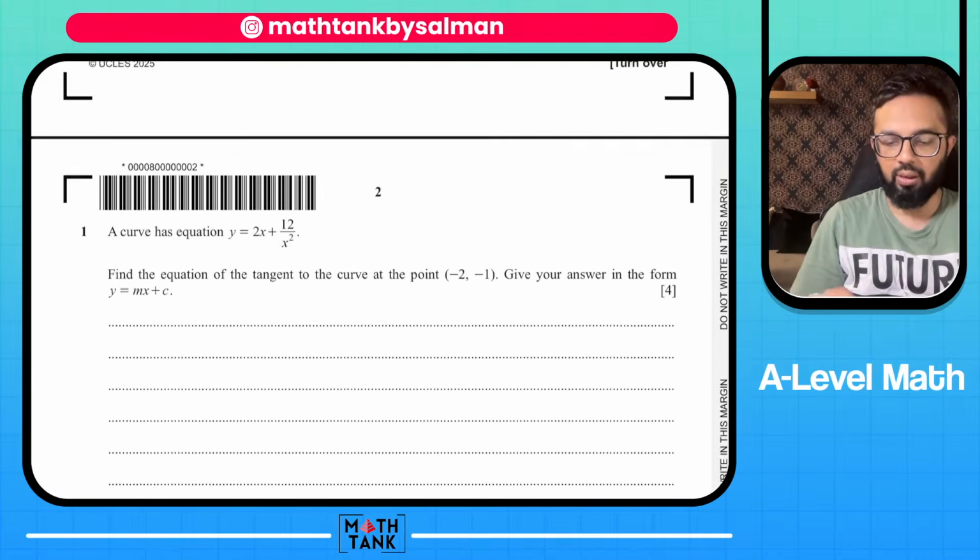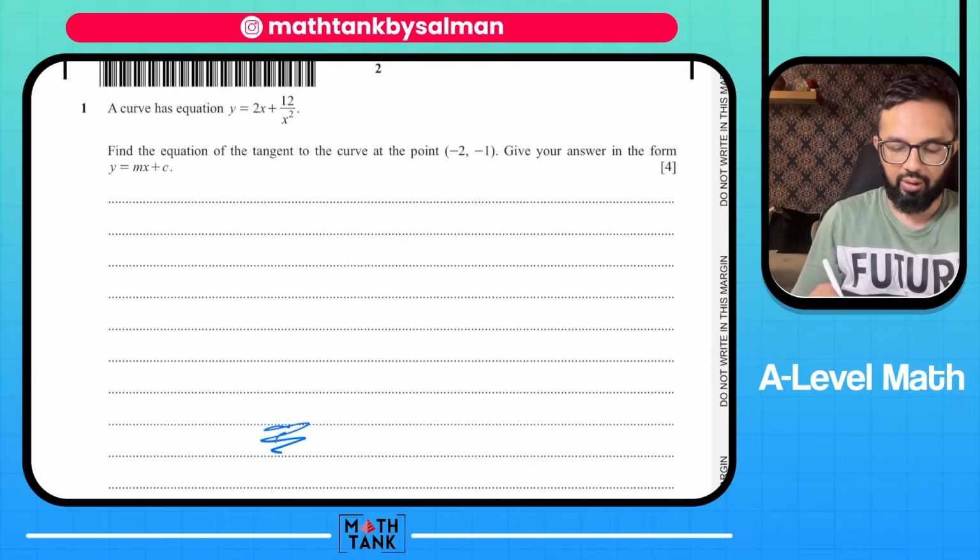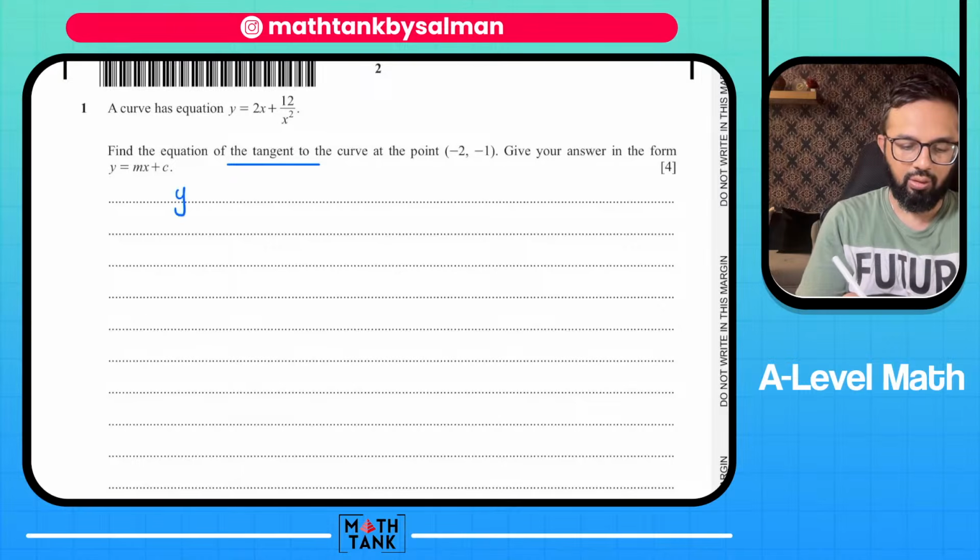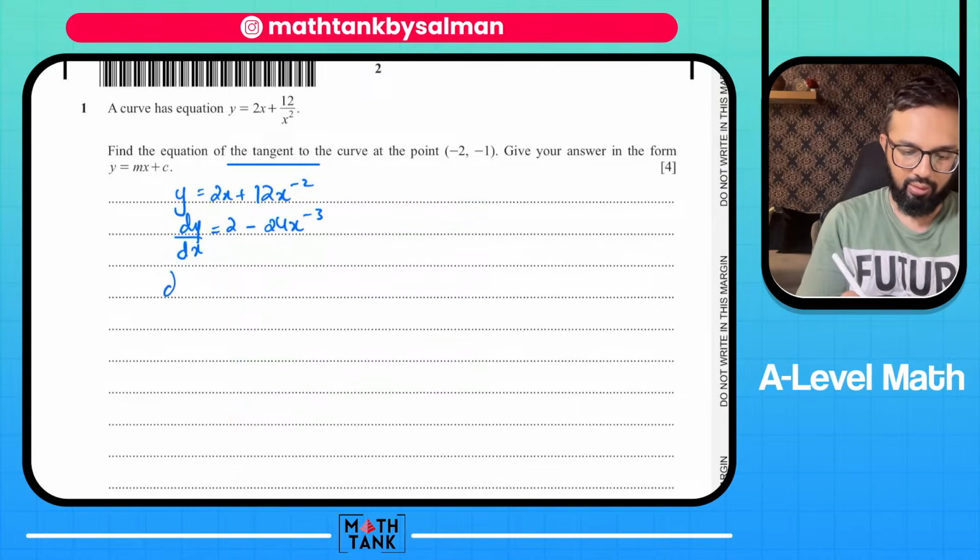Continuing with the series, we have the paper 3-3-1-3 right now. Let's start solving. The first question looks like it might be from differentiation. So let me just bring it to a format where I can differentiate it. That's dy by dx equals 2 minus 24 x power minus 3. And dy by dx at x equals minus 2.